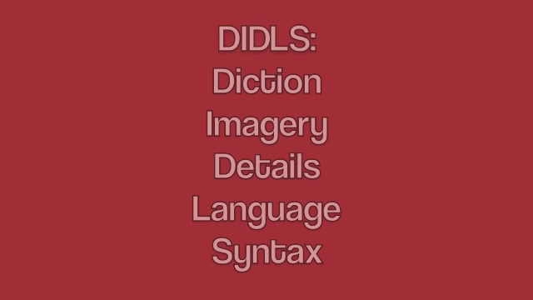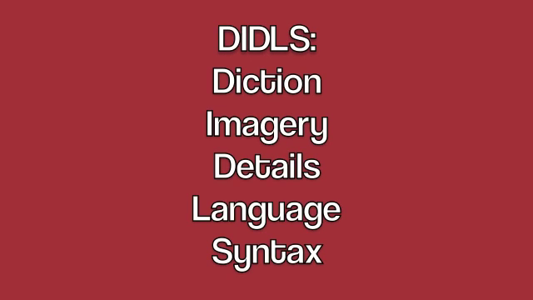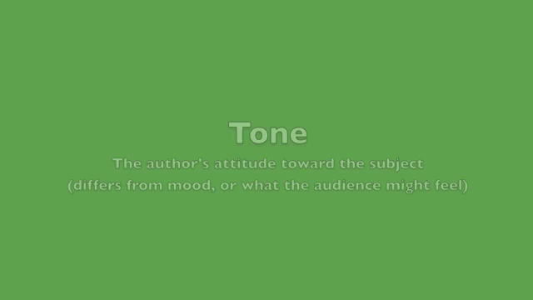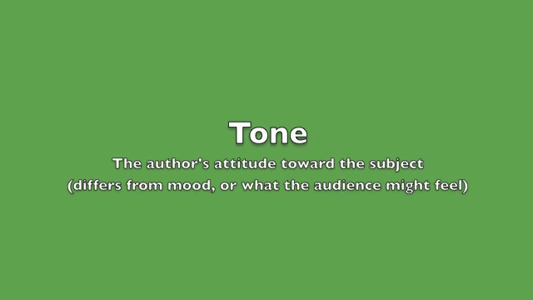This video will show you how to use the DIDLS strategy to analyze tone in any type of writing. To use DIDLS to analyze tone, first we must think about what tone is. Tone can be described as the author's attitude toward the subject. This should be differentiated from the audience's attitude, which is often called mood.